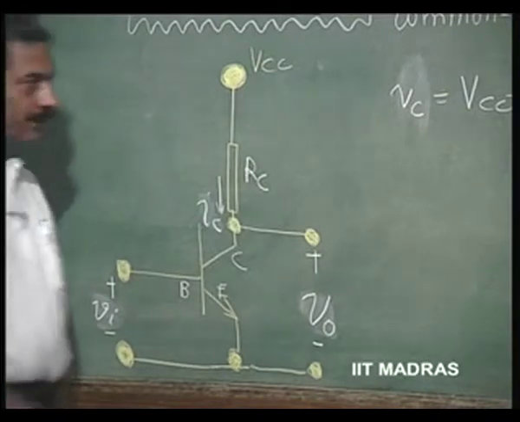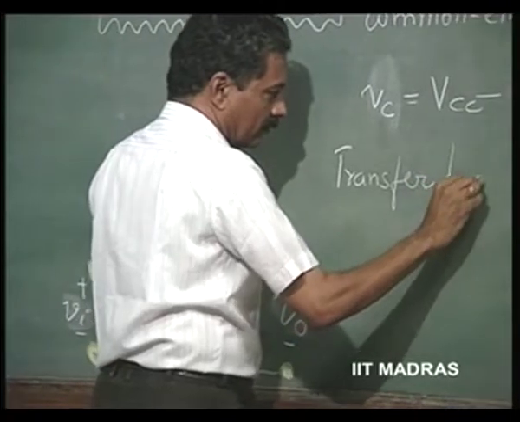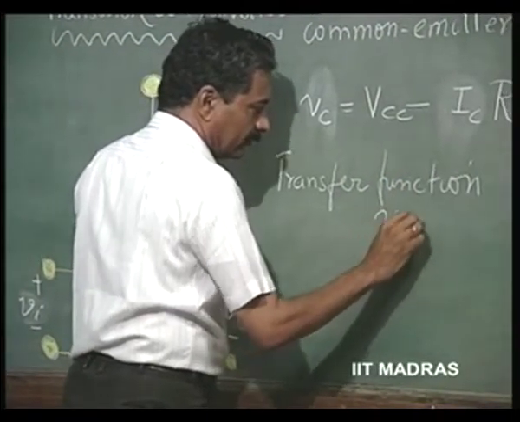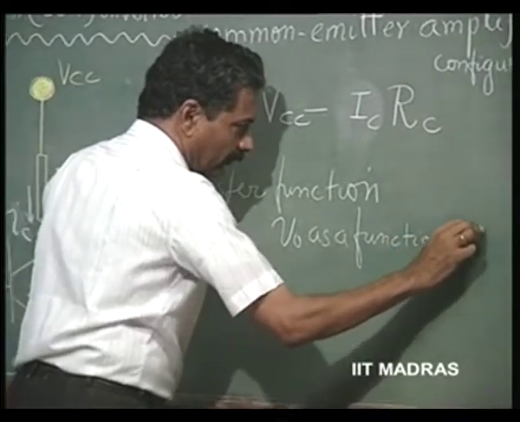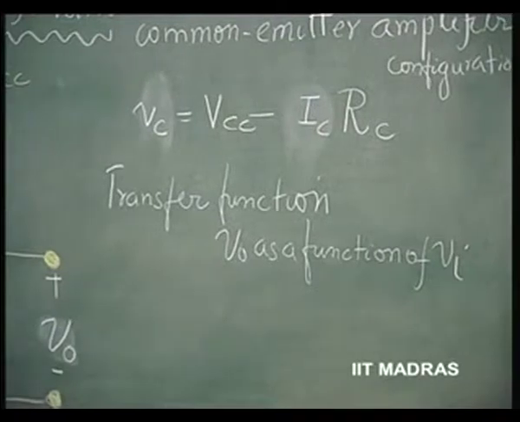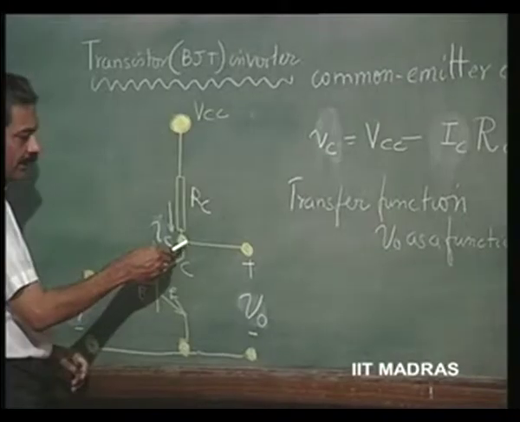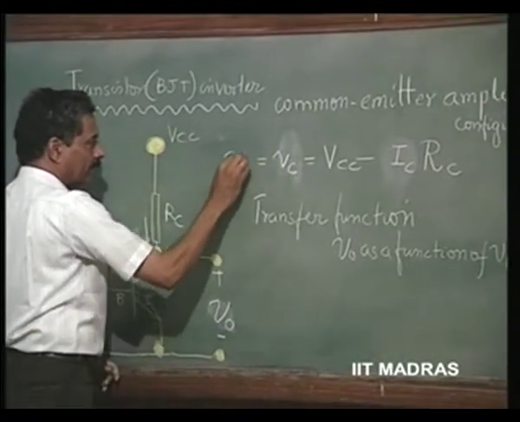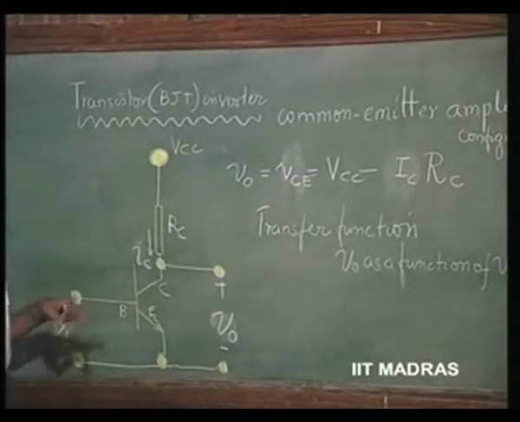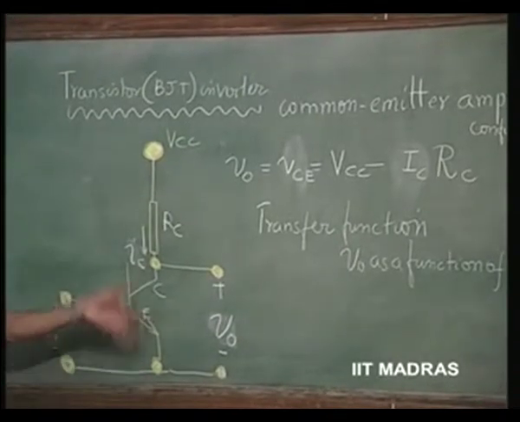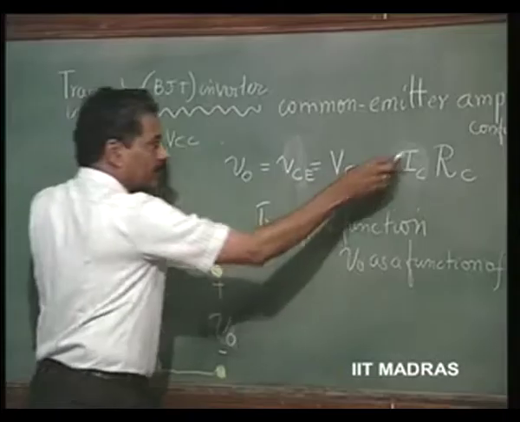That is called the transfer function. To derive the transfer function, V naught as a function of V I, we got this equation: V C, collector voltage V C E, is going to be the same as V naught, which is nothing but V C C minus the drop in this, I C R C, if I C is the current in this.